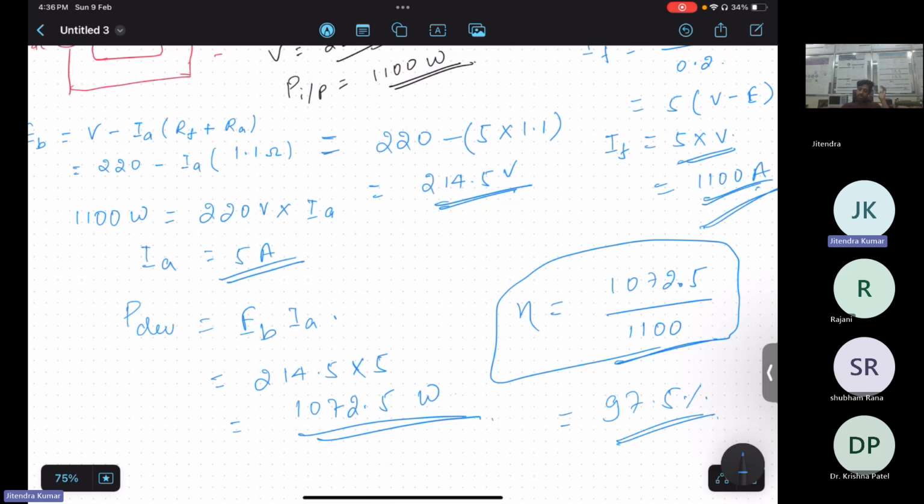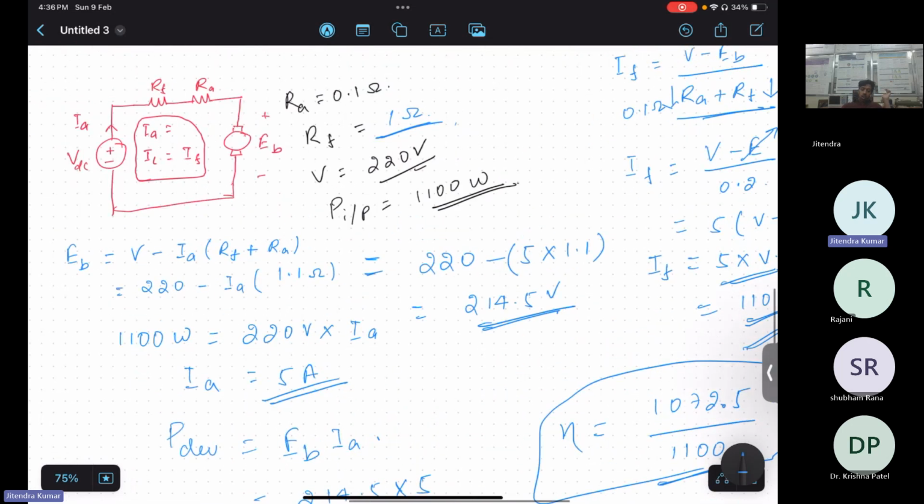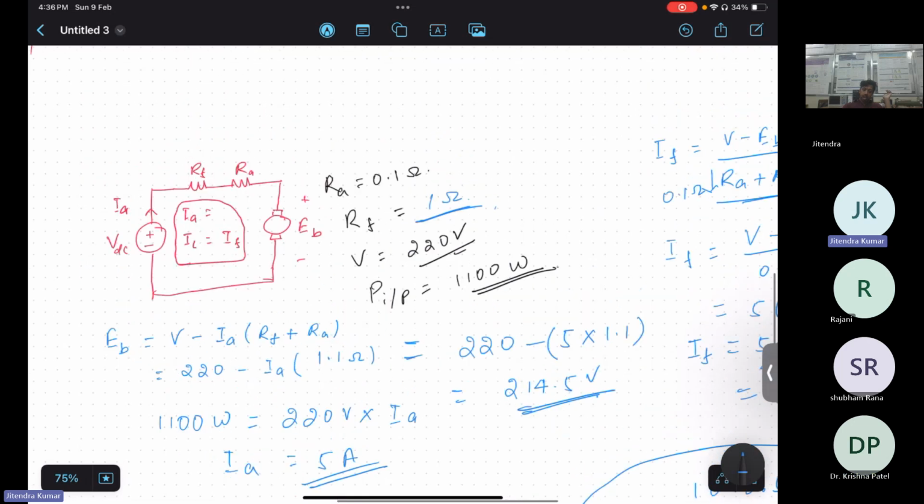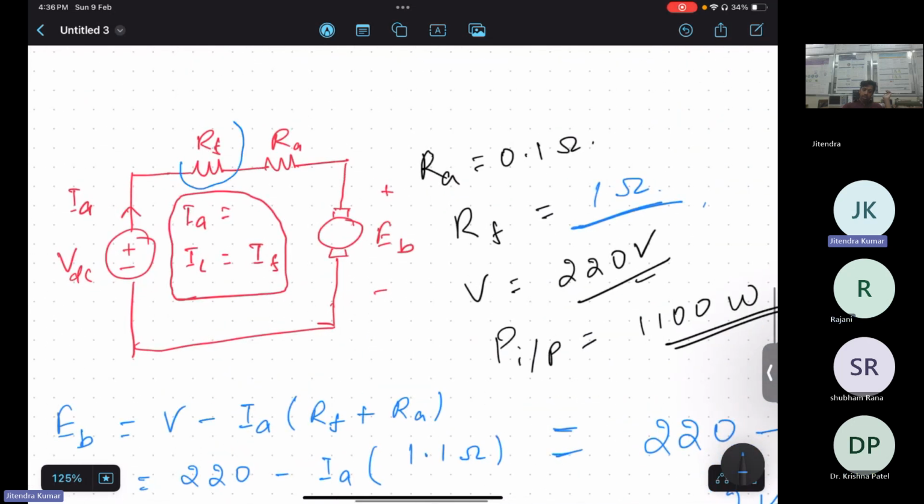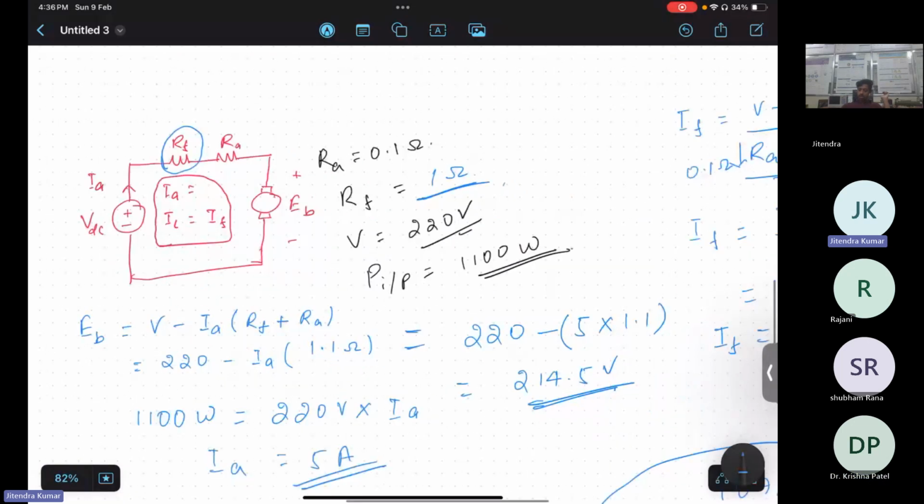And this value of efficiency is highly dependent on the field resistance, how much field resistance you are providing. It will change drastically with respect to field resistance.